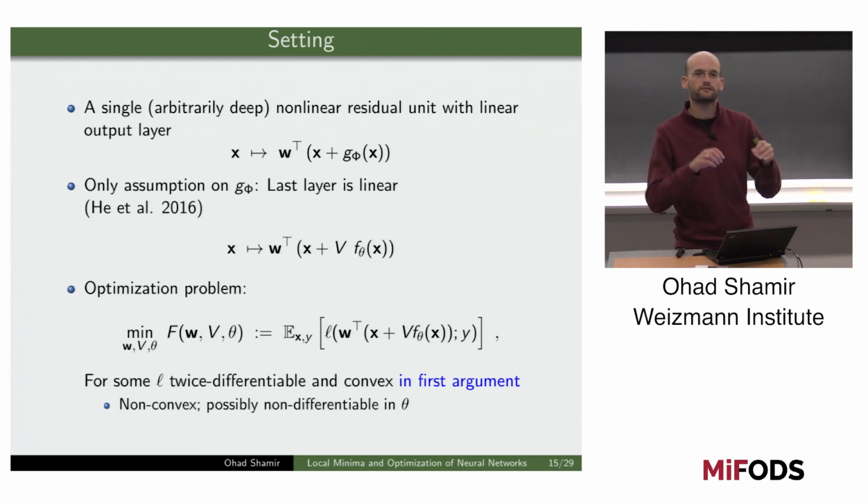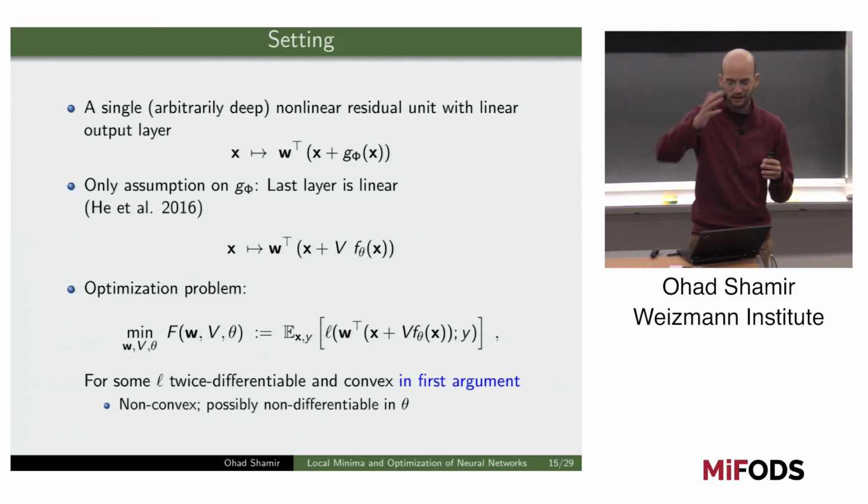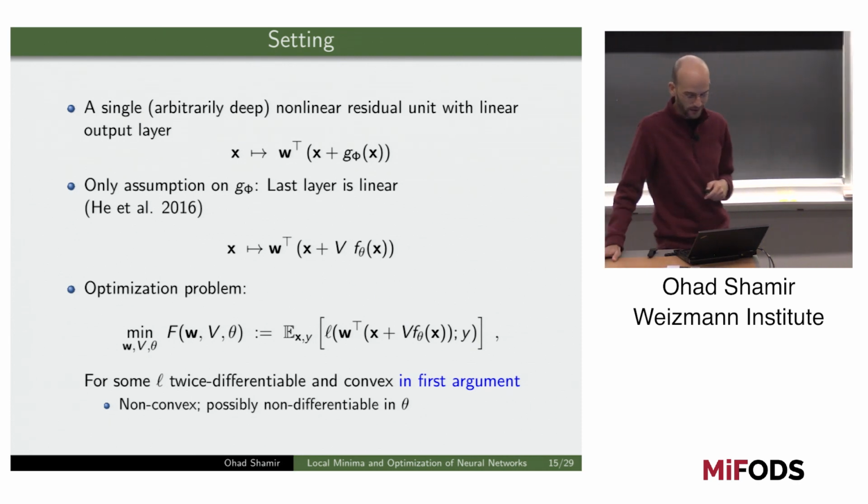However, in terms of the parameters, this is definitely a non-convex problem. And moreover, I'm not even assuming that it's differentiable in all of the parameters. So maybe this theta encodes some ReLUs, which are not differentiable everywhere. And that's still OK.